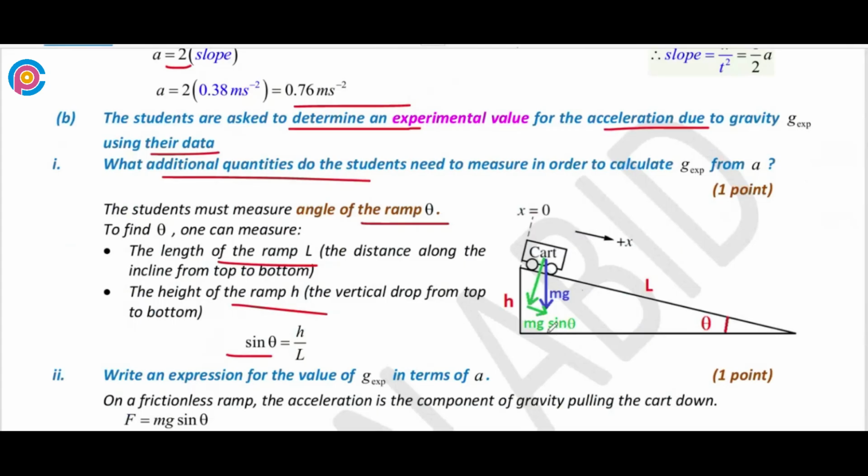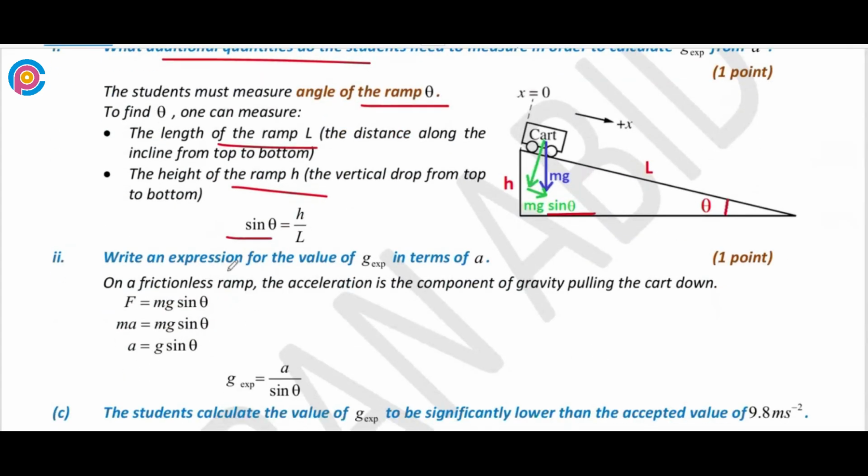How? Because we have the vertical mg sine theta, which is responsible for moving down the surface. Now, next part: write the expression for the experimental value in terms of g as I described earlier. F is equal to mg sine theta, F is equal to ma, m cancels, a is equal to g sine theta, so g is equal to a by sine theta.